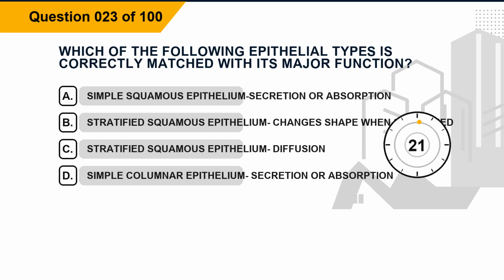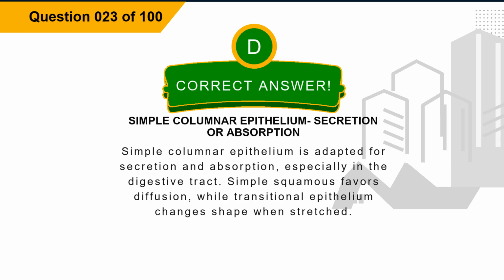Question 23. Which of the following epithelial types is correctly matched with its major function? Option A, simple squamous epithelium, secretion or absorption. Option B, stratified squamous epithelium, changes shape when stretched. Option C, stratified squamous epithelium, diffusion. Option D, simple columnar epithelium, secretion or absorption. The correct answer is option D, simple columnar epithelium, secretion or absorption. Explanation: simple columnar epithelium is adapted for secretion and absorption, especially in the digestive tract. Simple squamous favors diffusion, while transitional epithelium changes shape when stretched.